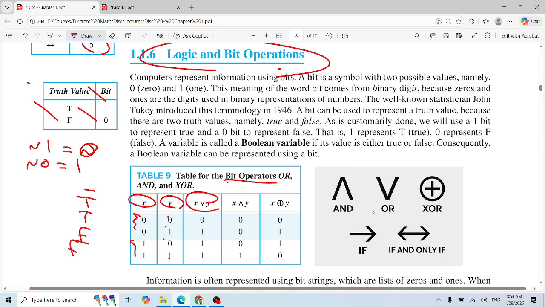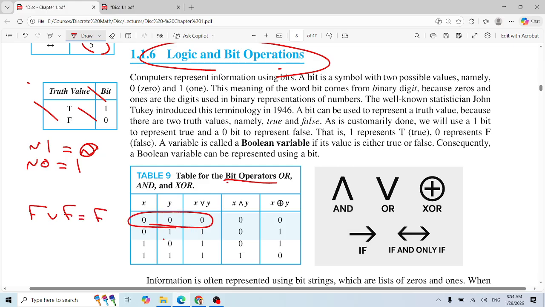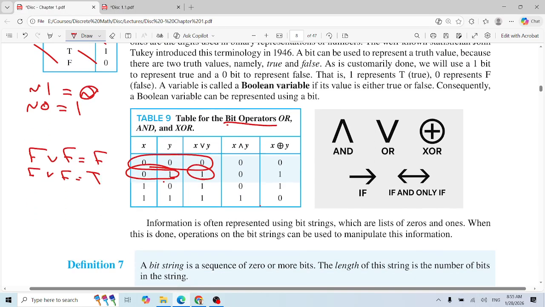How about or? The same. What do you mean by the same? What did we say before? If I have false or false, I get what? So the same thing here, right? How about false or true? We have 1. You get it, guys? This is a bit language. It means that we are changing the logic things to the bit operator, to the bit language.